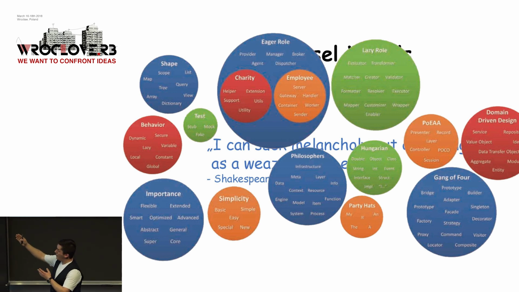Then we go to the importance. We have the advanced or the general. We have the simplicity, the opposite of the important things. And it doesn't stop there. We go through all the pattern languages. Even in domain-driven design, we have repositories and aggregates. And you have the Gang of Four patterns like facade and decorators. Who here has ever enriched their class names with the pattern that they're actually using?